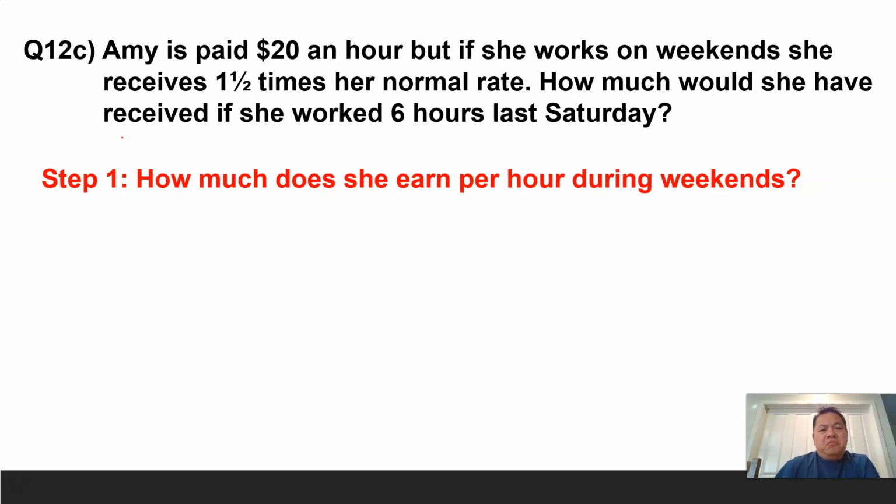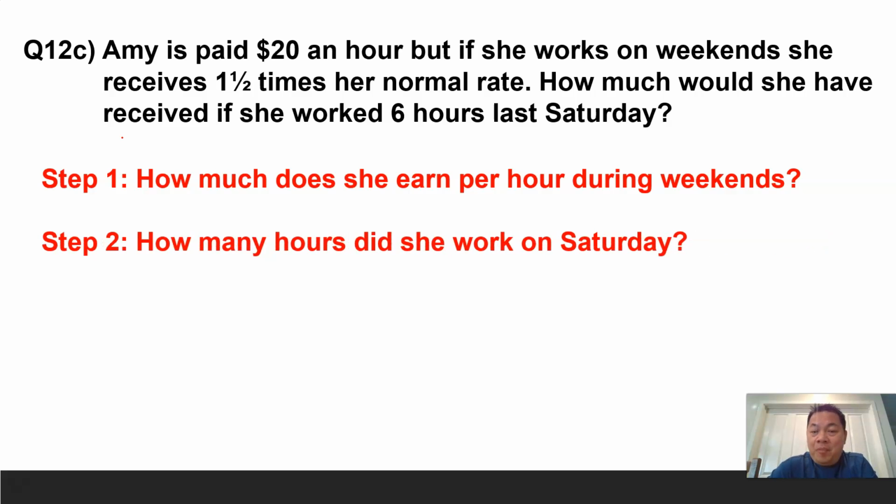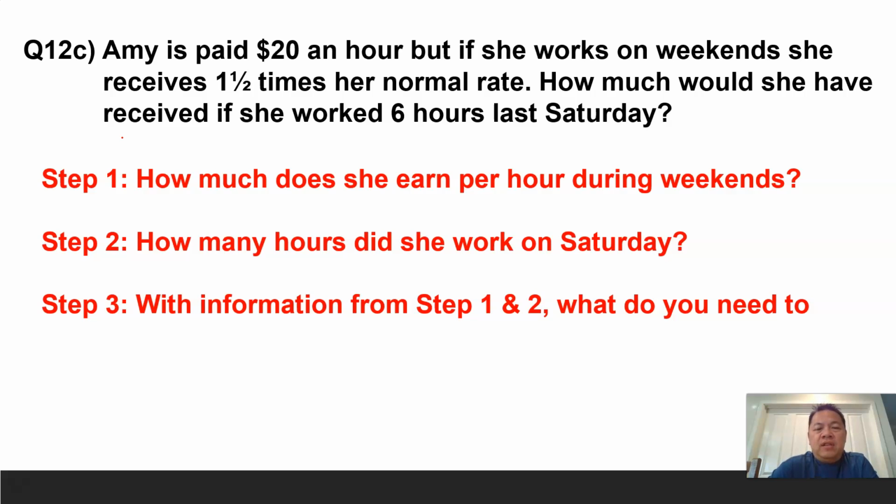Okay, so first step, do we know how much she earns per hour during weekends? On normal work days, it's $20 an hour. So on weekends, she's supposed to earn 1.5 times. So are you able to find out how much she earns per hour during weekends? Next, how many hours did she work on Saturday? Yep, it's stated there very clearly, she worked 6 hours. So with the information that you gathered in step 1 and 2, what do you need to do to solve the problem? Because you are required to find out how much she actually earned last Saturday. Okay.